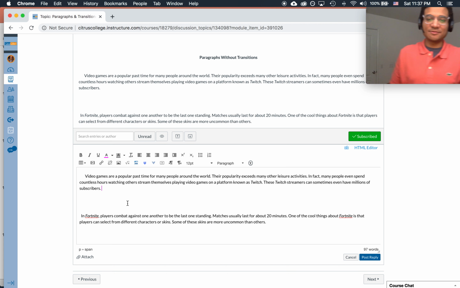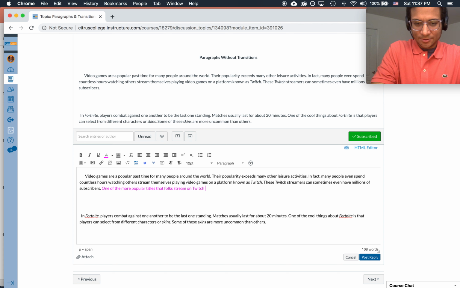Video games are a popular pastime for many people around the world. They're popular. So how would you connect these two paragraphs? The popularity exceeds many other leisure activities. In fact, many people even spend countless hours watching others playing video games on a platform known as Twitch. These Twitch streamers consistently have millions of subscribers. You can say something like, one of the more popular titles that folks stream on Twitch is Fortnite. Something, I don't know, but somehow connect it, yeah?